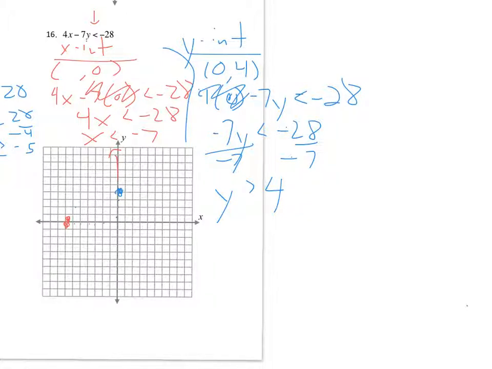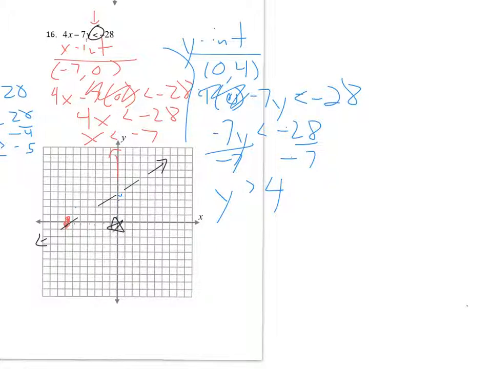The x-intercept was negative 7, 0. Once you have 2 points, you have your line. So that's great. I got to decide if it's dashed or solid. It is dashed. And my last question is, what side do I shade on?